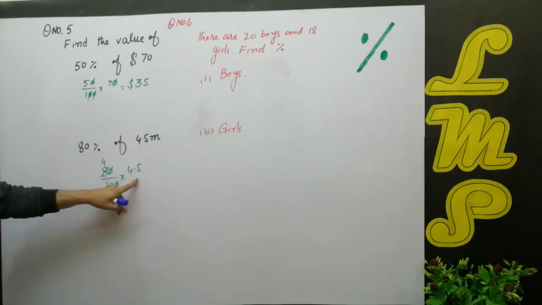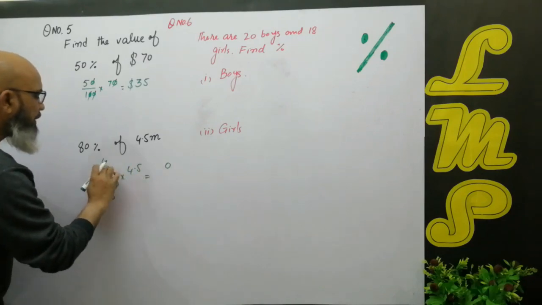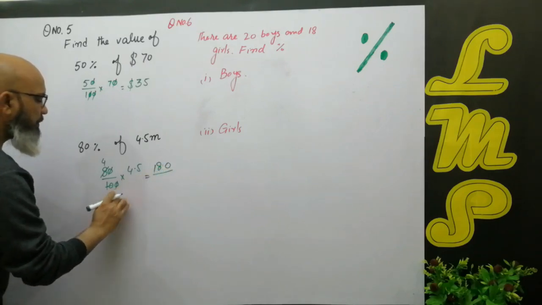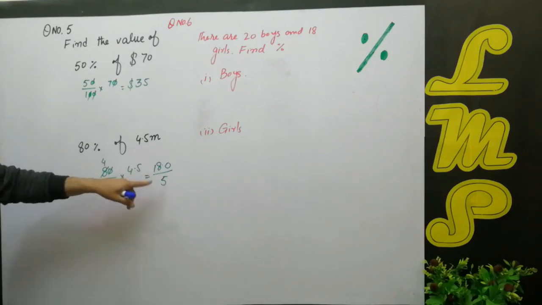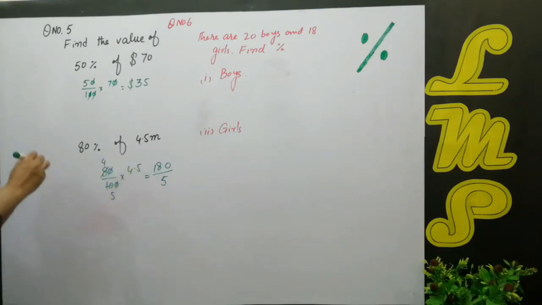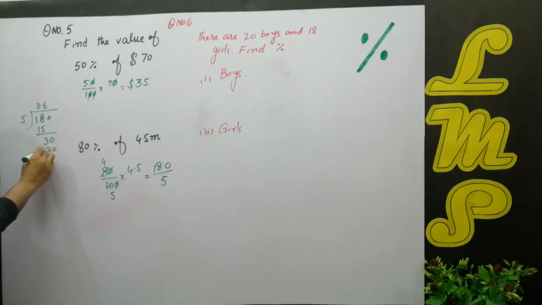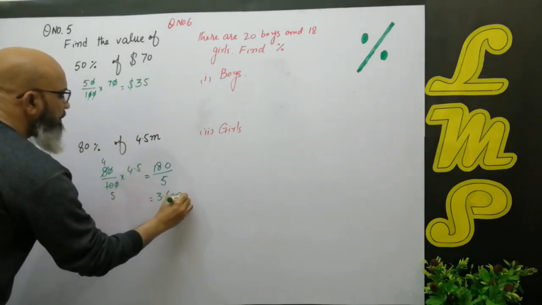9 5s are 45. So first we will multiply. 4 5s are 20, 4 4s are 16, and that is 18.0, and divide by 5. Now divide it. You can divide it mentally or you can use long division if you feel any kind of difficulty. So 5 3s are 15. What we get in the remainder, that is 3, 5 6s are 30. So your answer remains in decimals, that is 3.6 meters.